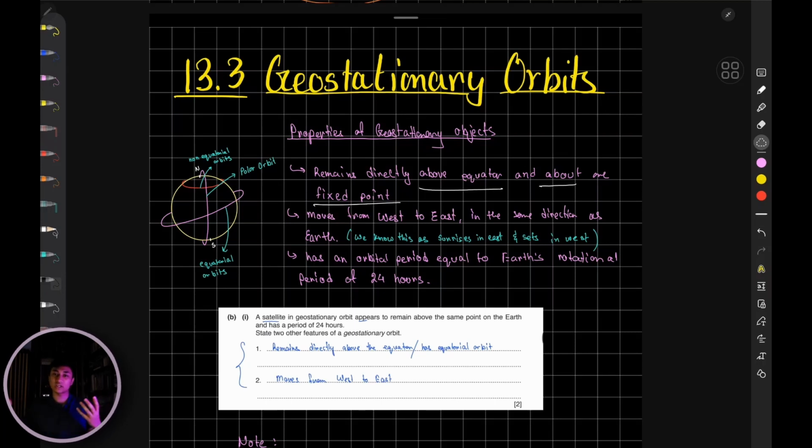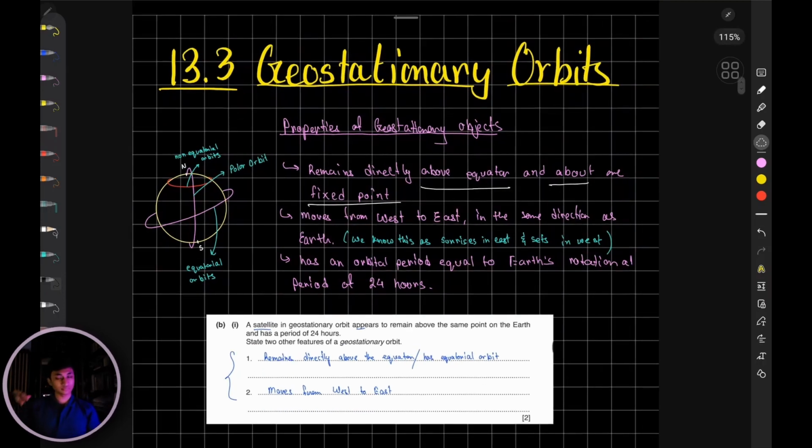So we know that Earth is also orbiting around something. That is, in our case, the star, the sun. So in our case, Earth is orbiting from west to east so that the sun can rise on the east and set on the west, right? So taking that into account, we know the satellite also has to move in the same direction to be above the same fixed point. So it has to move from west to east.